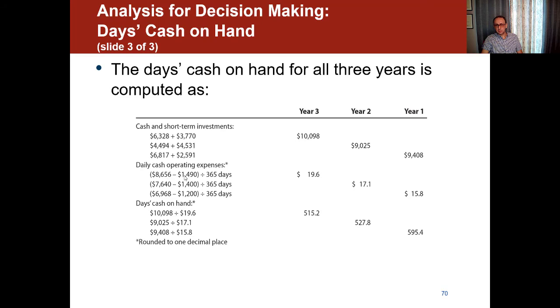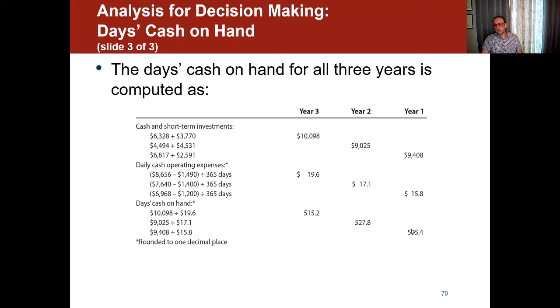For the daily cash operating expenses, we took our operating expenses here, subtracted the depreciation expense, and divided by 365. So again you can see that our daily operating expenses keep going up. Our days cash on hand is simply the cash and short-term investments that we had, divided by the daily cash operating expense. You can see it was 595, 527, and 515. So this means that, based on our cash and short-term investments, we can survive for how long? In year 3 here it's 515 days. It was much better in year 1.